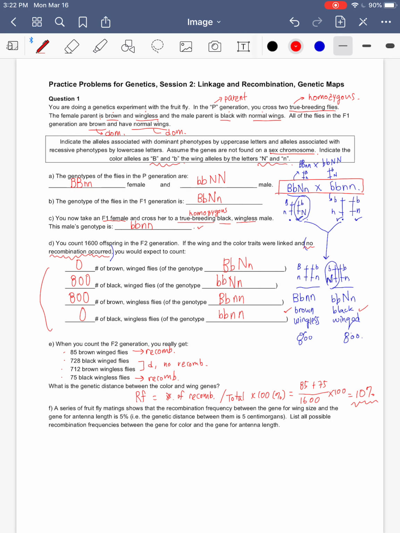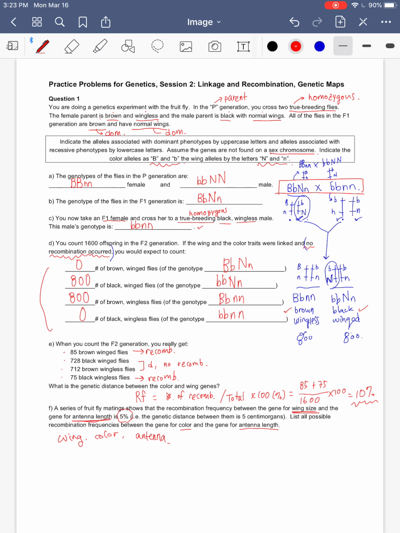Okay, let's now move on to F. A series of fruit fly matings shows that the recombination frequency between the gene for wing size and the gene for antenna length is 5%. List all possible recombination frequencies between the gene for color and the gene for antenna length. So we have 3 different genes that we're looking at here: the wings, the color, and the antenna length.